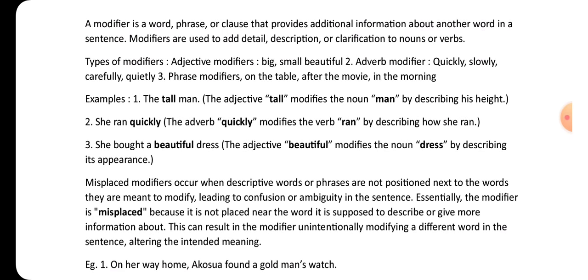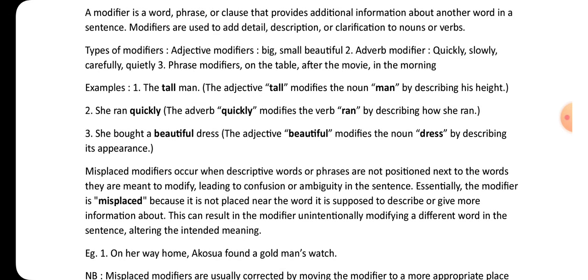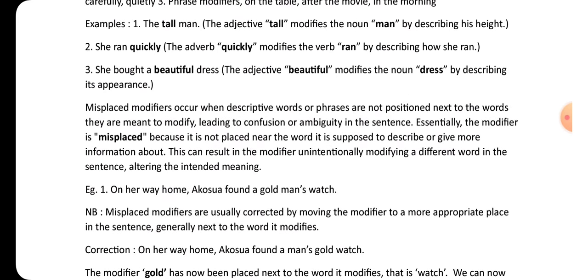And also if I say she ran quickly, this one has to do with an adverb. I told you about the adverb modifier. Quickly is an adverb, which modifies a verb, ran. So it is describing how she ran. The third one is: she bought a beautiful dress. The adjective is beautiful, which modifies the noun dress, by addressing the appearance. Now we have a little idea about modifiers. He sings nicely, so nicely becomes a modifier.